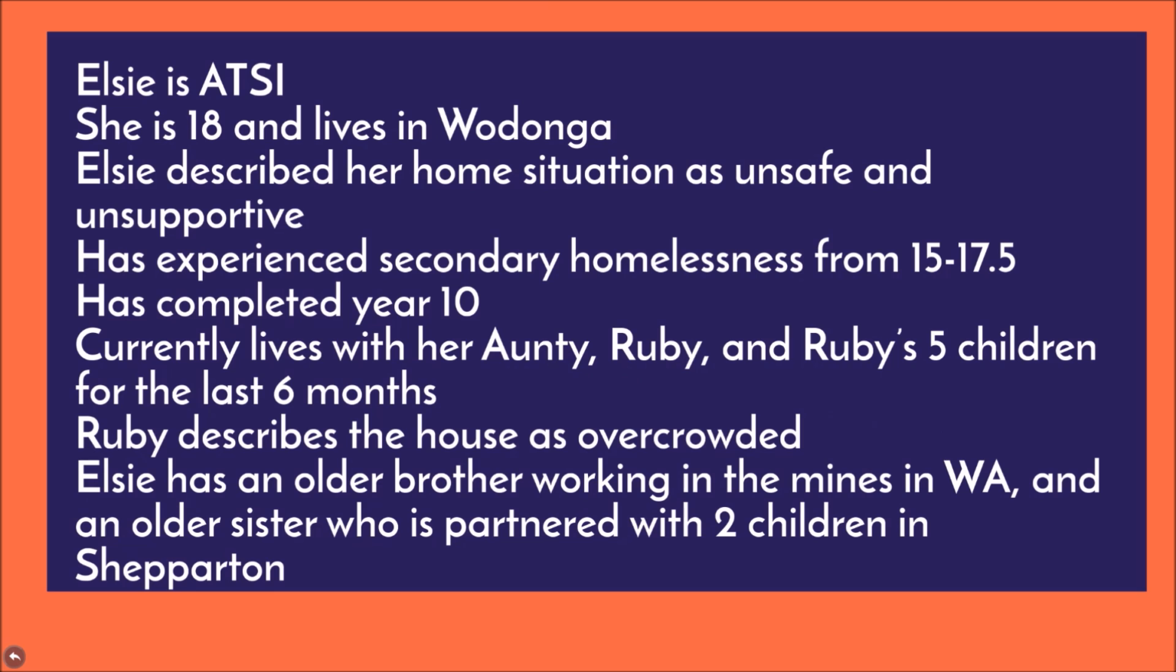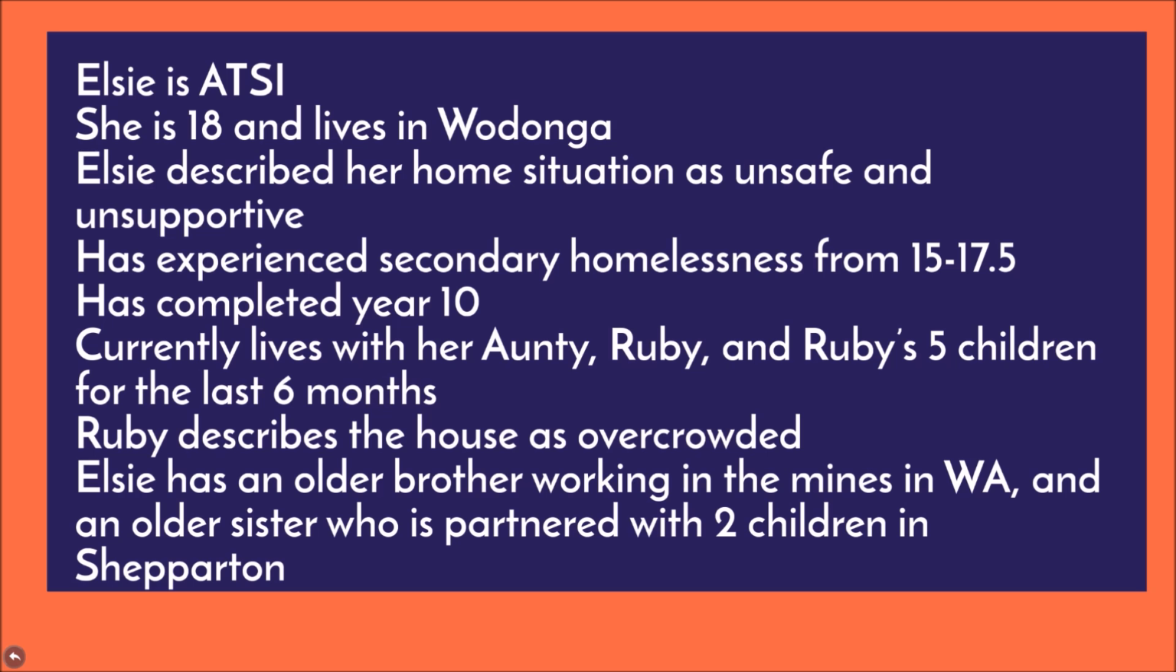So let's discuss what we know and what we don't know about the client. Our client is Elsie, and this is what we know. Elsie is of Aboriginal and Torres Strait Islander descent. She's 18 and lives in Wodonga. Elsie described her home situation as unsafe and unsupportive. She has experienced secondary homelessness from the ages of 15 to 17 and a half, and she's completed Year 10. She currently lives with her aunt, Ruby, and Ruby's 5 children, and has done so for the last 6 months. Ruby describes the house as overcrowded, and Elsie has an older brother working in the mines in Western Australia, and an older sister who is partnered and has 2 children in Shepparton.